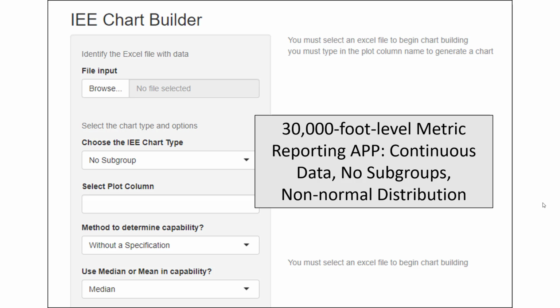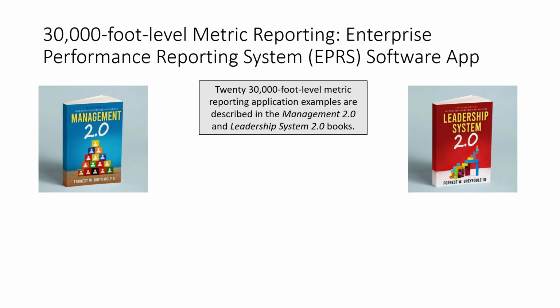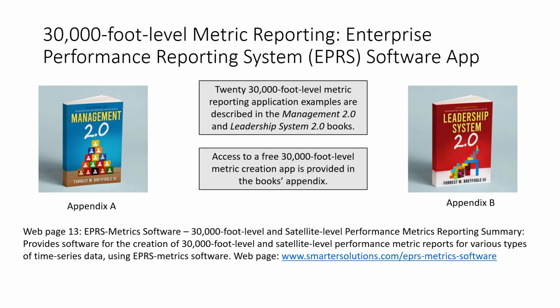Forrest Breyfogle here. In this session, I'll be talking about a 30,000 foot level metric reporting app for continuous data, no subgroups, non-normal distribution. 20 30,000 foot level metric reporting application examples are described in Management 2.0 and Leadership System 2.0 books. Access to a free 30,000 foot level metric creation app is provided in the book's appendix.